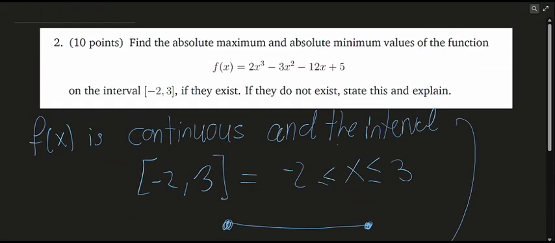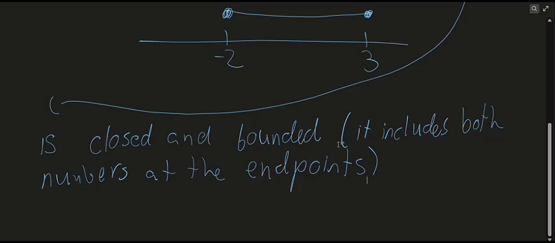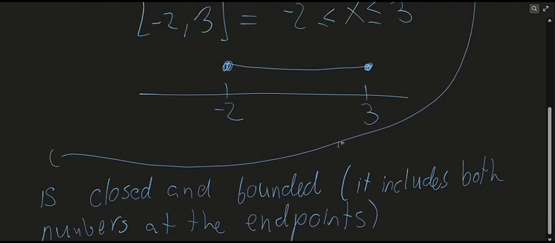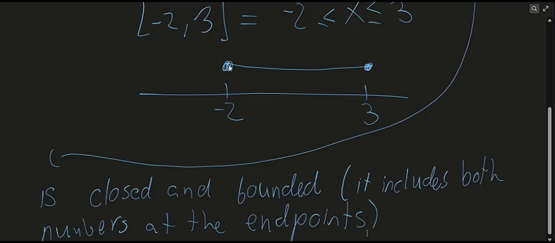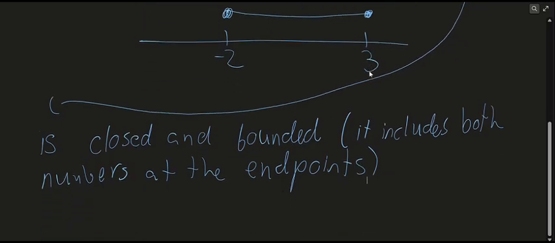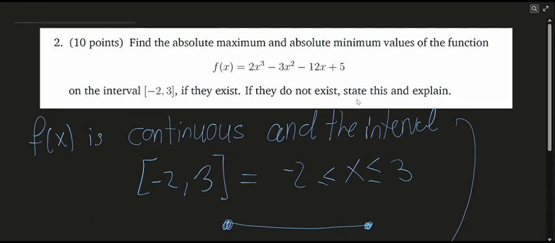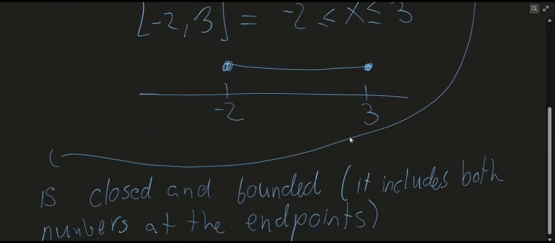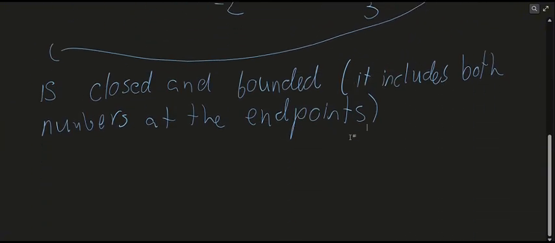So if the function is continuous, which in this case it is, and the interval is closed and bounded, meaning it doesn't go all the way to infinity or minus infinity, it's a finite chunk of finite length, and at the same time, it includes the endpoints. You have full circles here and here at the ends. Then you know by the extreme value theorem that the absolute max and absolute min exist. The problem says find the absolute max and absolute min if they exist, and if they do not, state this and explain. So we know that we're not chasing wild geese, and we know for a fact that these things actually exist.